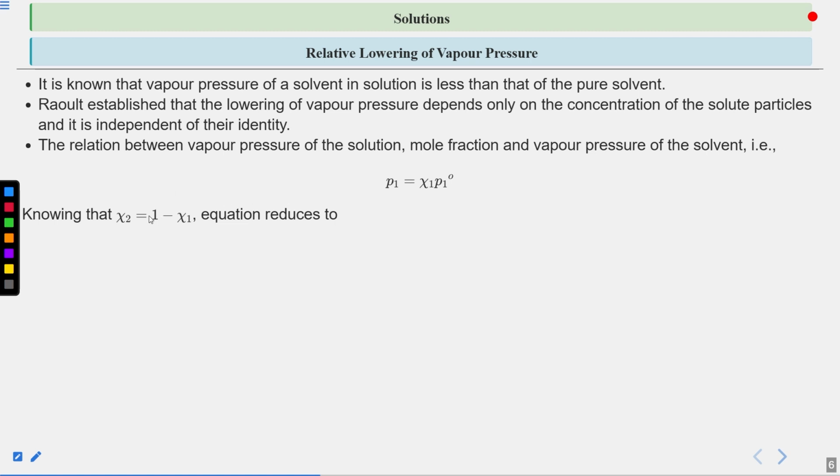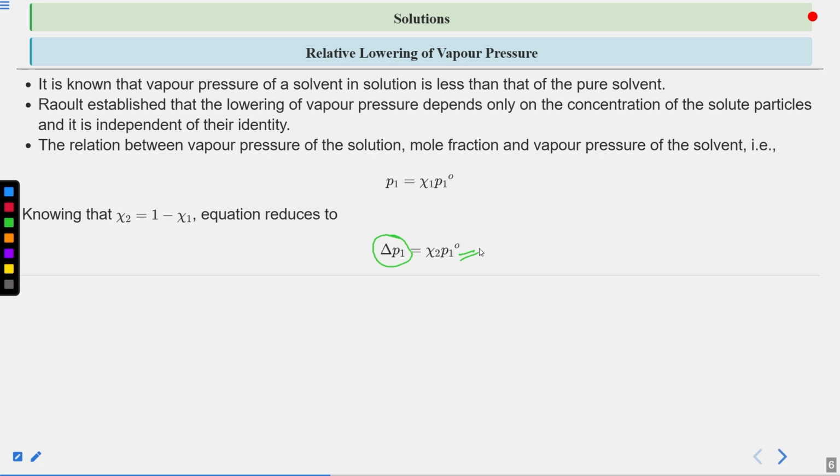Now, if I do it for a binary solution, we know that chi2 plus chi1 equals 1, so chi2 will be equal to 1 minus chi1. We know very well that the summation of all the mole fractions in a given solution is equal to 1. From that, we have derived this equation. Now, if you put it here, you will get delta P1 equals chi2 P1 naught. Again, remember students that the pressure due to the solvent 1 will be the pressure of the solution as well, because our solute is non-volatile in nature.